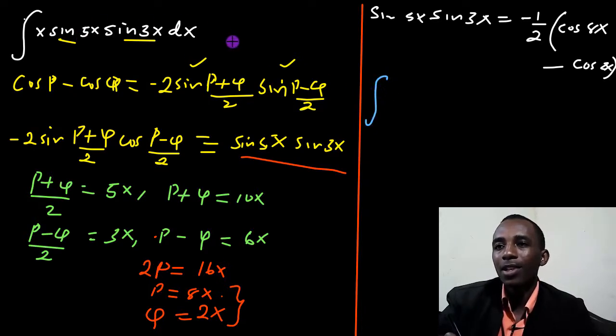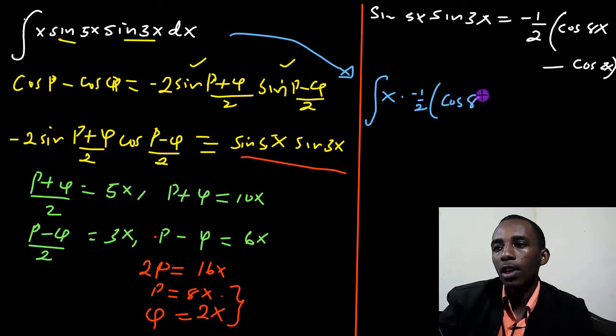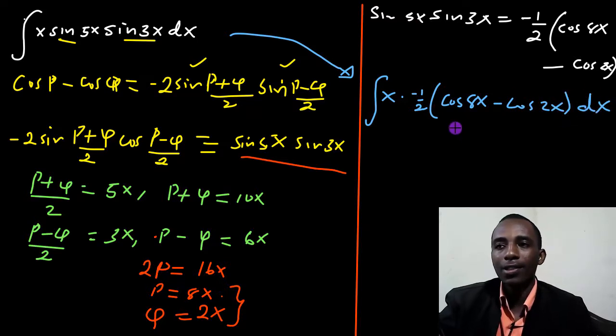So we have this, just to write it now, it's the integral of x times -1/2 of cos 8x minus cos 2x dx. So the -1/2 is really a constant. I can write that outside.